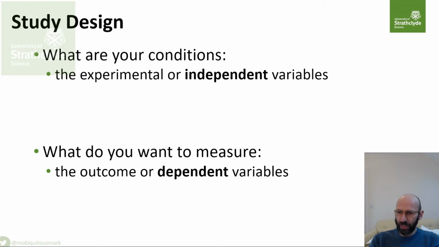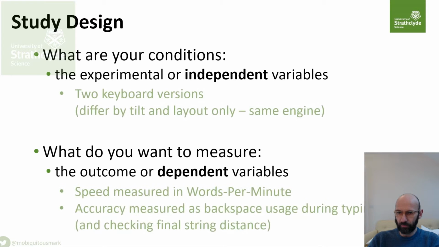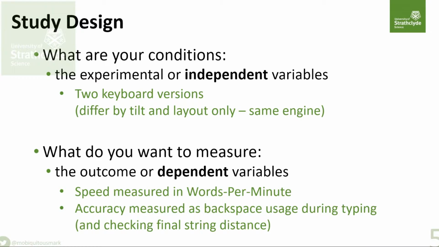Then what you want to do is decide what you want to measure. So you've got your conditions, keyboard A, keyboard B, and what you want to measure. They are the outcome or dependent variables because they're dependent on your experimental design. In my case, I want to measure speed. Particularly, I'm going to measure speed in words per minute, which is the standard thing from old touch typing tests. So I'm going to measure speed and I'm going to measure accuracy. Accuracy I'm going to define as the backspace usage during typing. So how often do they use backspaces?